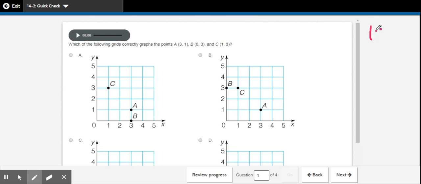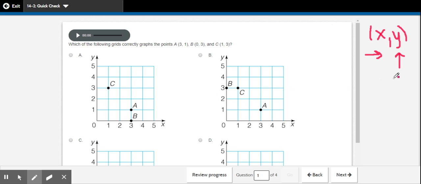So first thing, remember in your coordinates, X is always your first value and Y will always be the second value. Your X is talking about the movement horizontally or right to left, and your Y value is talking about vertically. That's your up and downward movement.